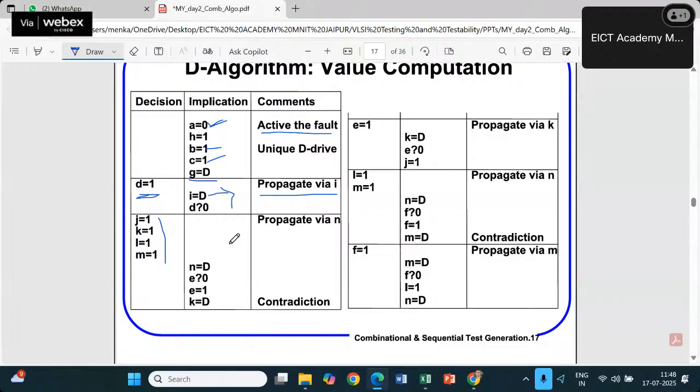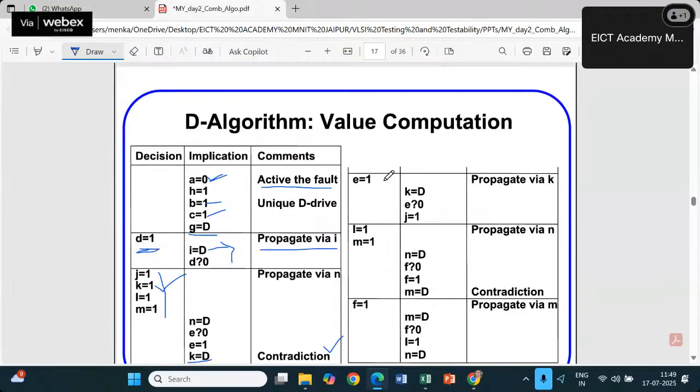But when I check it, I found that E equal to 1 is going to give me K equal to D. But I was expecting K equal to 1. It means there is a contradiction. So I cannot propagate the fault along I. Okay. So now I am saying, okay, let me propagate the fault with I and K all together.